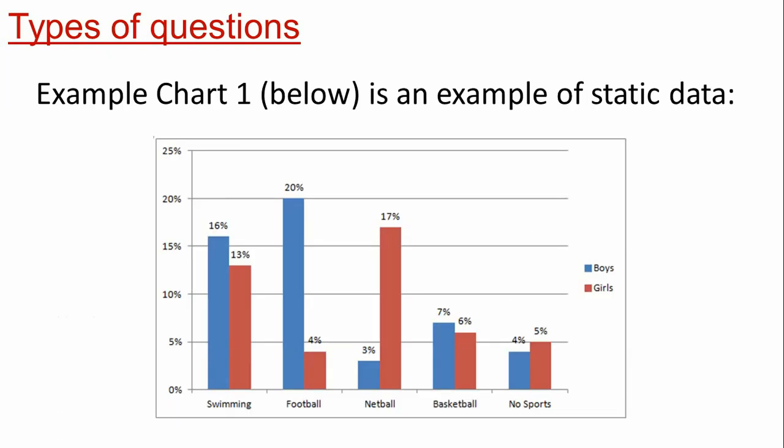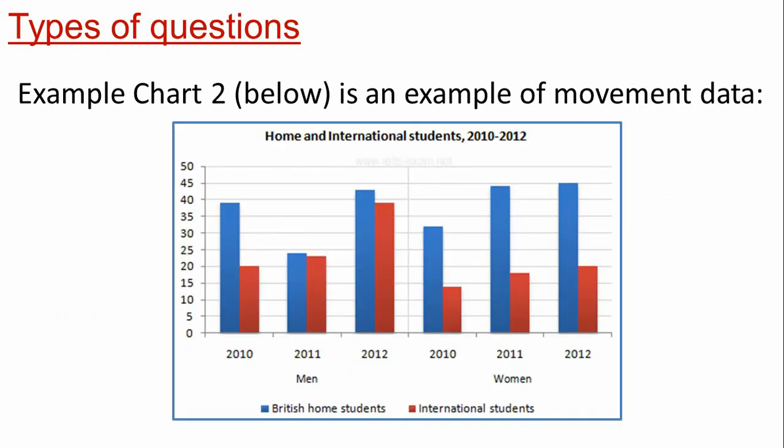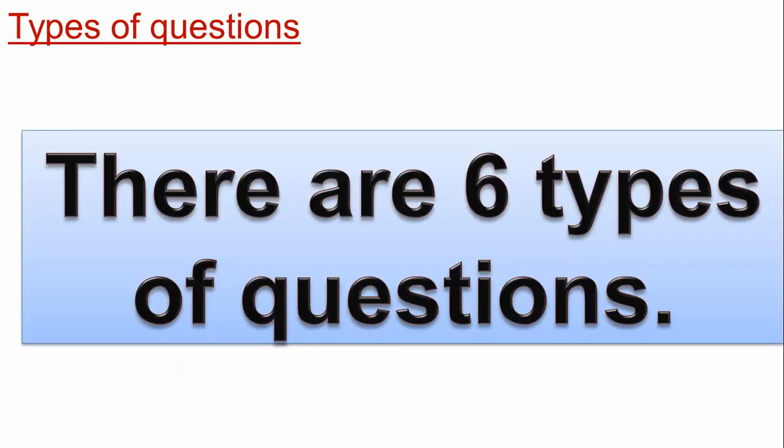Example chart 1 is an example of static data. Example chart 2 is an example of movement data. There are 6 types of questions that you can see in the exam.